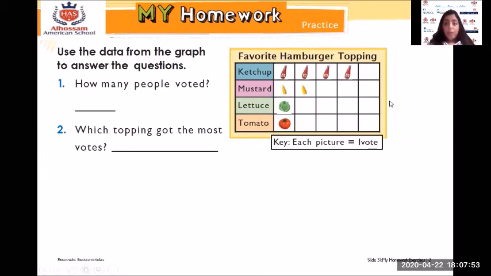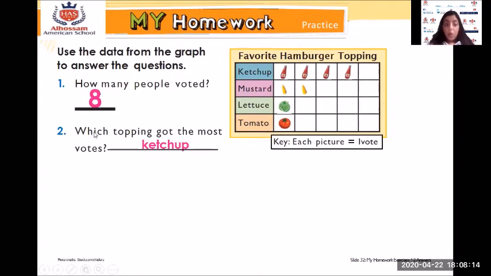Favorite hamburger topping: ketchup, mustard, lettuce, and tomato. How many people voted? Let's count. Remember that each picture equals 1 vote, and it's written here in the key. So 1, 2, 3, 4, 5, 6, 7, 8. 8. Which topping got the most votes? Yeah, the ketchup.